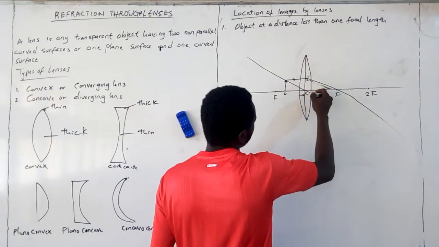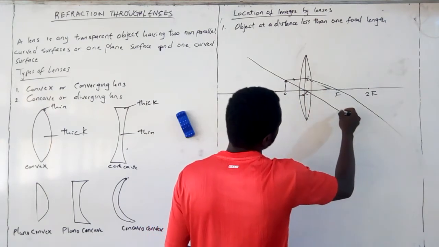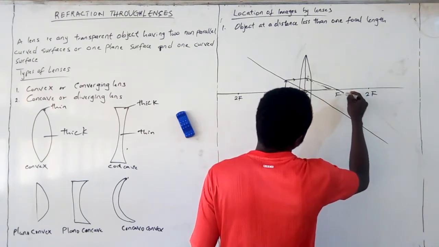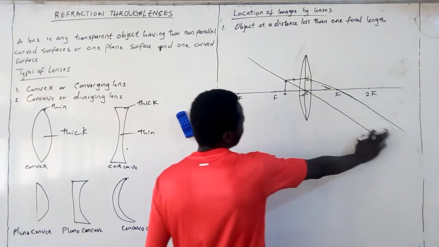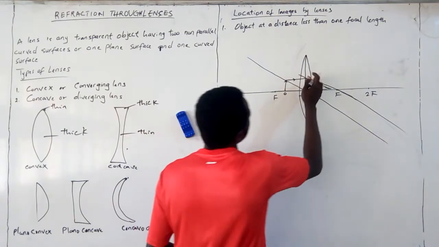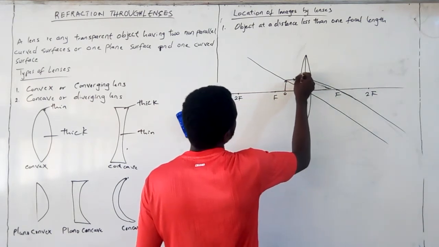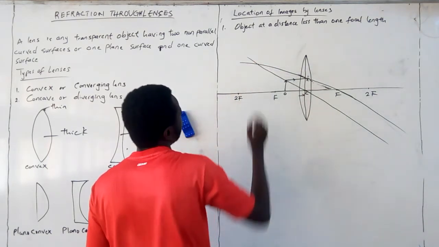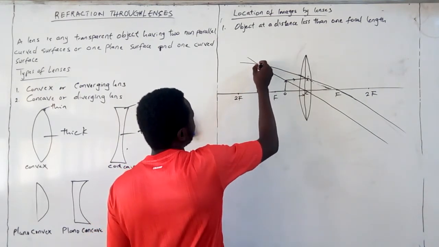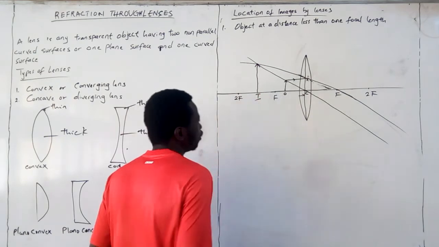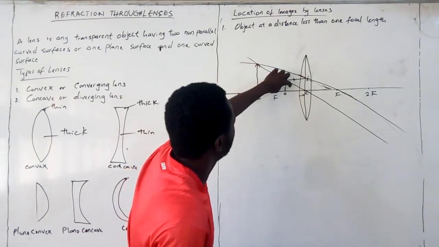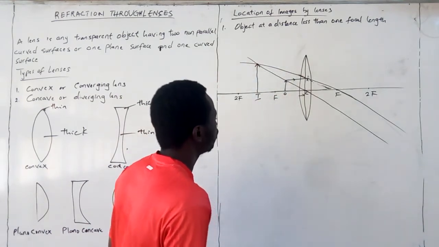So it will just pass through straight, from this to this. So clearly you will see that on this side, these two lines will not meet. So if we draw it this way, they will meet here. So this is where the image is formed. You can see this is the object, and this is where the image is formed.